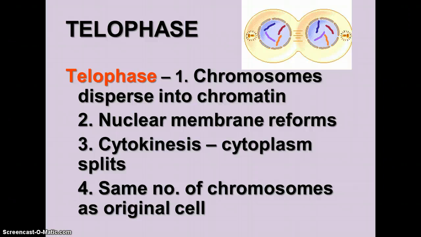And you're going to end up with two cells that have the same number of chromosomes as the original cell had. They're basically clones of each other. At the end of this whole process, you have two daughter cells that are identical to each other, and each one is going to start its own new cell cycle.